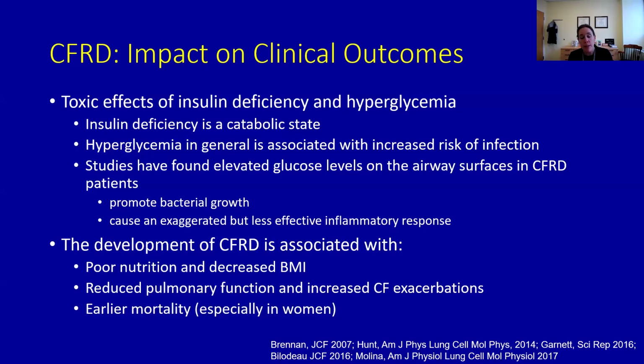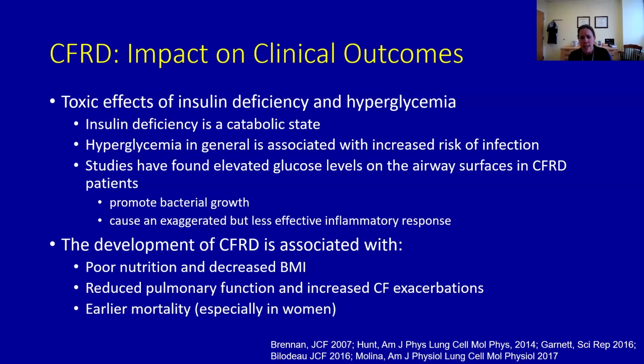We also know that hyperglycemia in general is associated with an increased risk of infection. And this is also an issue for people with CF because they are already at risk for lung infections related to their disease. And interestingly, there have been some studies that have found elevated glucose levels on airway surfaces in people with CFRD when the blood sugars go above around 140. And this can lead to bacterial growth. It can also cause an exaggerated but less effective inflammatory response.